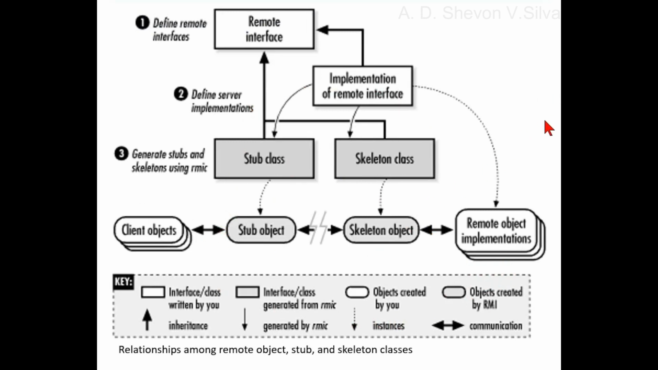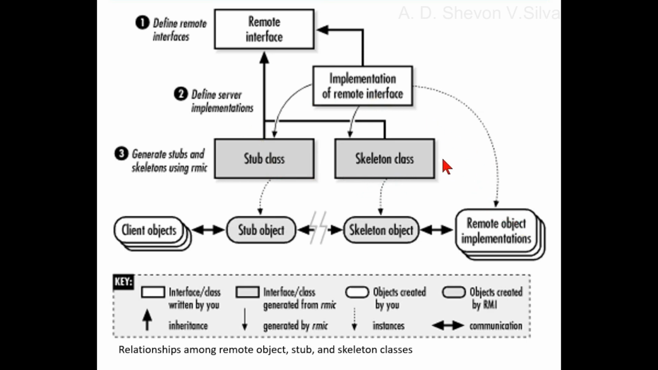Defining a remote RMI object involves specifying a remote interface for the object, but then providing a class that implements this interface. The remote interface and the implementation class are then used by RMI to generate the client stub and server skeleton for your remote object.